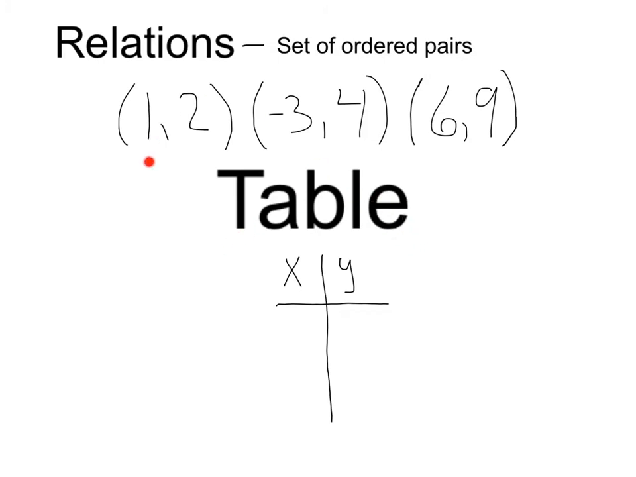Now, here we've got a bunch of different points with an x coordinate and a y coordinate. We can just make a table with an x column and a y column. All of these x points go in the x column, like so, 1, and the y point goes in the y column, 2. So this point (1, 2) can be represented in our table as 1, 2. Same thing with (-3, 4) and (6, 9).